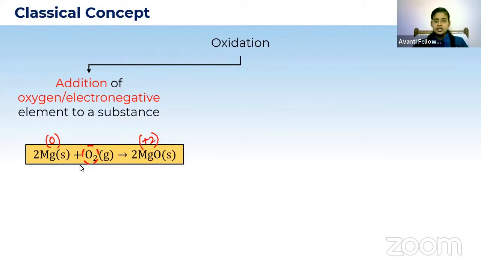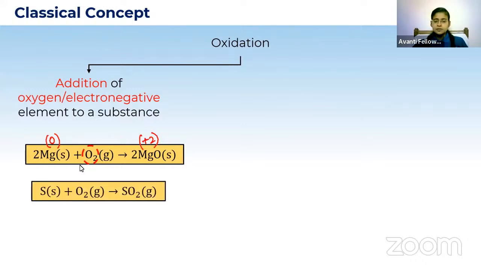Now coming to the second example, sulfur is reacting with oxygen to form sulfur dioxide. Initially we have only sulfur and finally we have sulfur dioxide. Oxygen has been added to the sulfur, so sulfur has got oxidized and this is an example of an oxidation reaction.